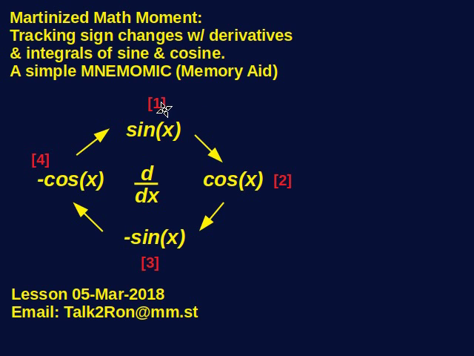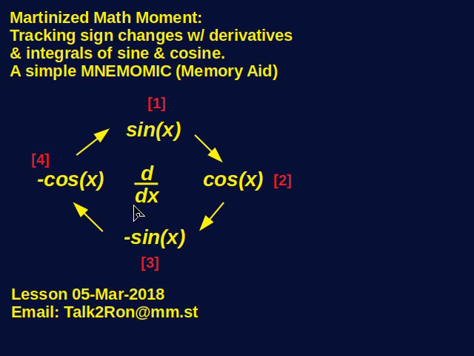So we start at position 1 here. d/dx of sine x will result in cosine x for the output. See the arrow going counterclockwise, start going clockwise. If we take the derivative a second time, d/dx of cosine x, we move from position 2 to position 3, and we get a negative sine x.